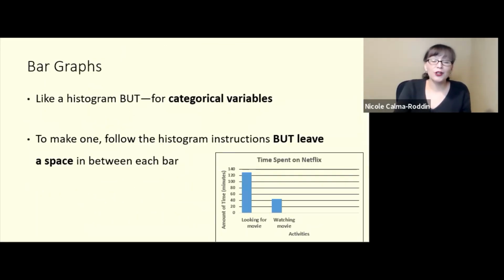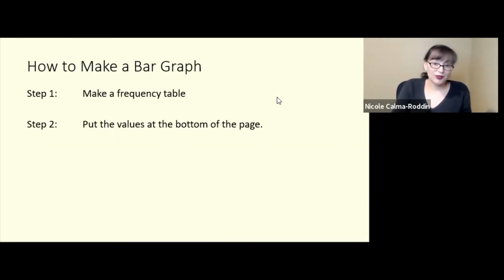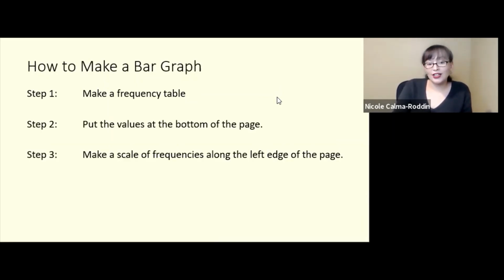For a bar graph, you're really going to follow the exact same instructions as the histogram, but since a bar graph is used for discrete variables, we're going to leave a space in between each bar instead of connecting them. Having those spaces in between the bars is really the key to making a bar graph. So our instructions to make a bar graph are, we make our frequency table, we put our values at the bottom of the page. If we have a categorical variable, we won't have a lowest or highest value, so we don't worry about that if our variable is categorical.